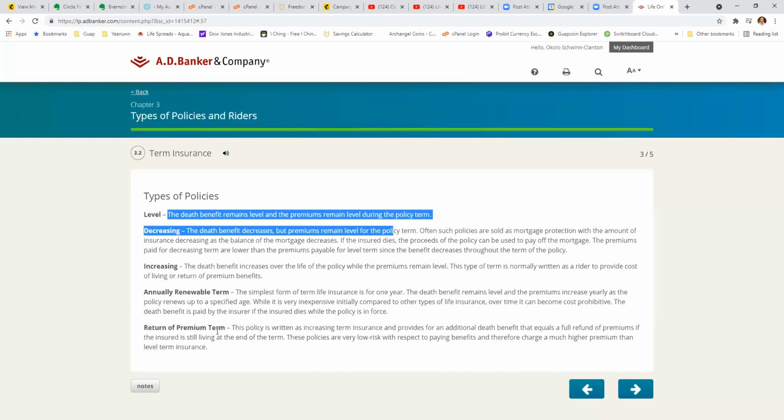A return of premium policy is a policy written as an increasing term policy and provides for an additional death benefit that equals a full refund of premiums if the insured is still living at the end of the term. These policies are very low risk with respect to paying benefits and therefore charge a much higher premium than level term insurance. So this is a policy that might say, okay, after 20 years, you can get some or all of the money back. Unlike term insurance, where if you don't die, you're just happy you don't die, with this one you can actually get some or all of your premiums back if you don't die, if you decide you don't need any life insurance anymore.